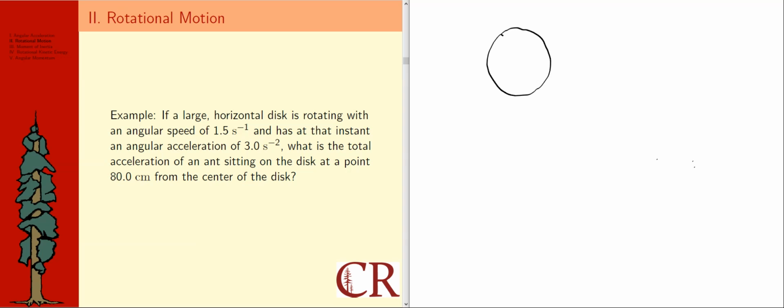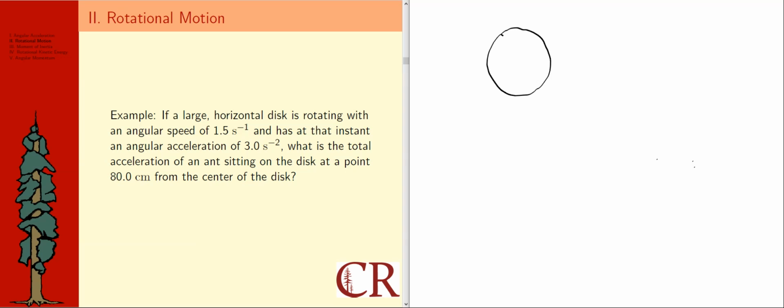If a large horizontal disk is rotating with an angular speed of 1.5 radians per second and has at that instant an angular acceleration of 3 radians per second squared, what is the total acceleration of an ant sitting on the disk at a point 80 centimeters from the center of the disk?